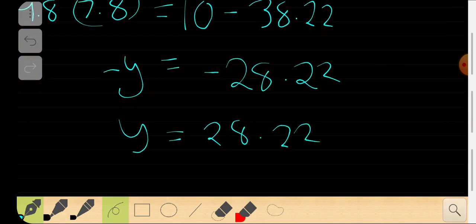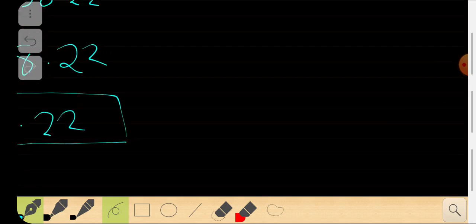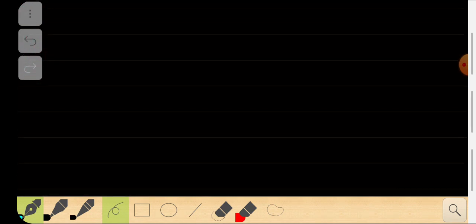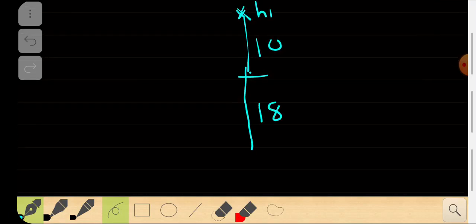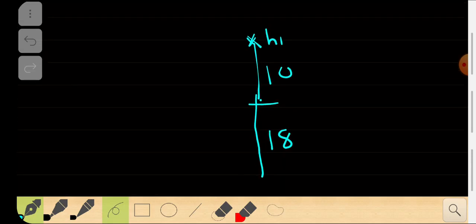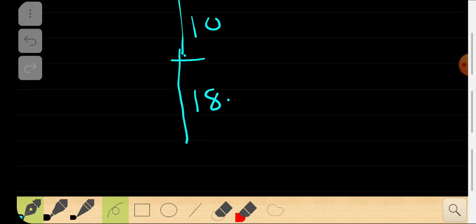So what does this mean? We have a ball hanging 10 meters above the ground, right? So the distance at which the ball is going to be hit is 28 meters from h1, right? From h1 it is 28.22 meters downwards, so that means it's going to be below the ground. So 18 meters below the ground, the bullet is going to hit the ball, right?